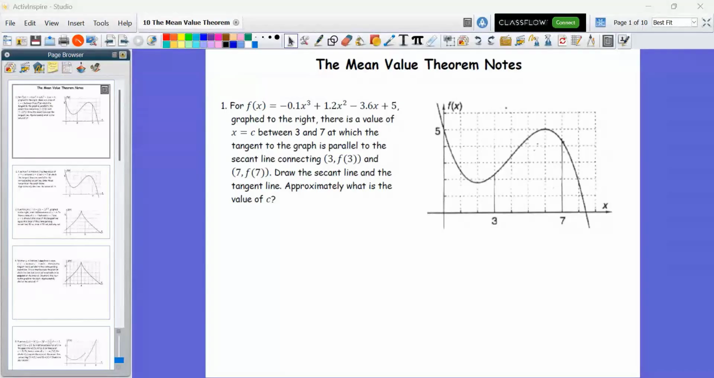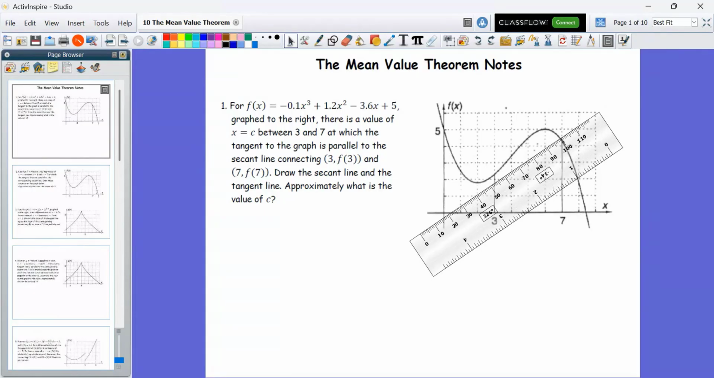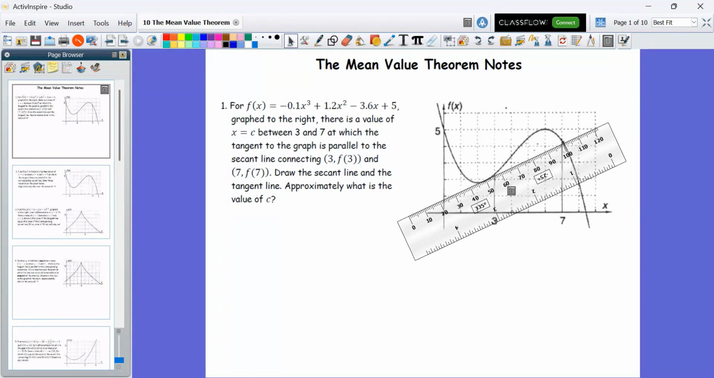Now it says here that there is a value x equals c between 3 and 7 at which the tangent to the graph is parallel to the secant line connecting the points (3, f of 3) and (7, f of 7). And they want us to draw the secant line and the tangent line. So first thing I'm going to do, I'm going to get my handy dandy ruler. Okay, now I'm going to turn it and I'm going to draw my secant line.